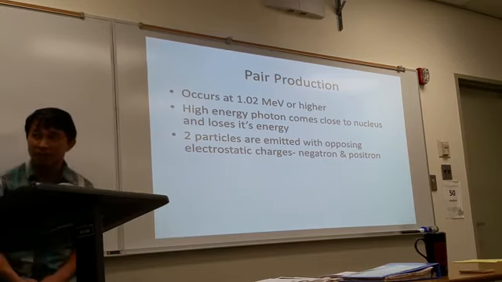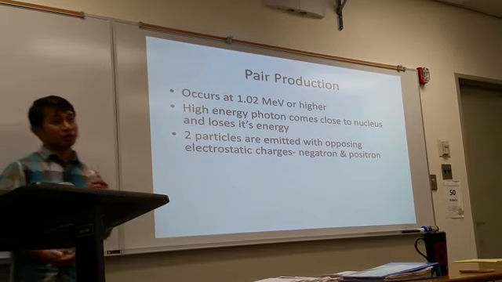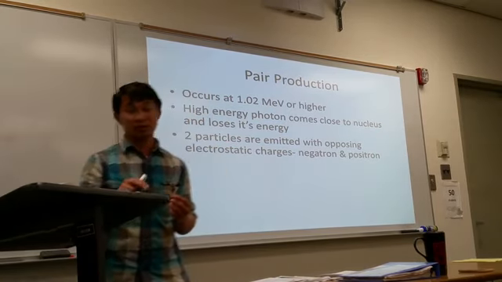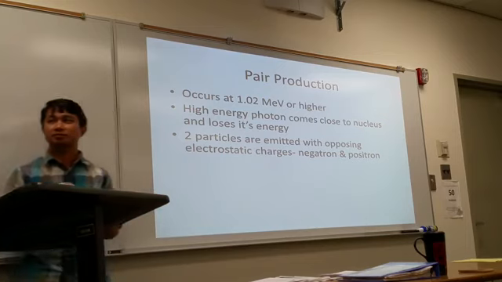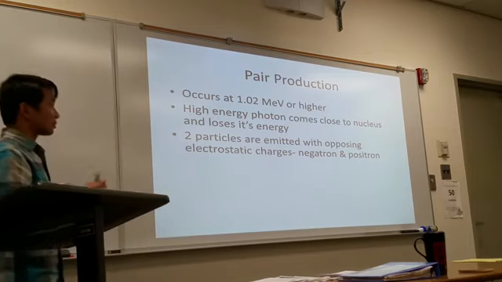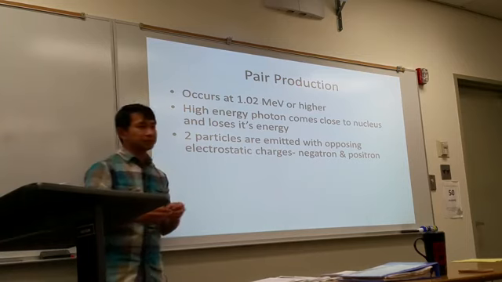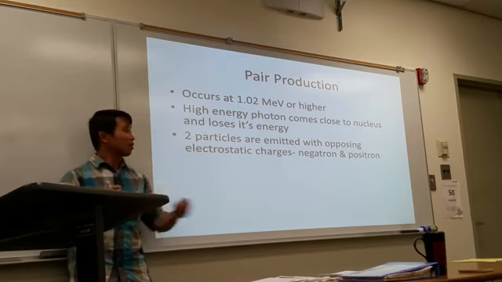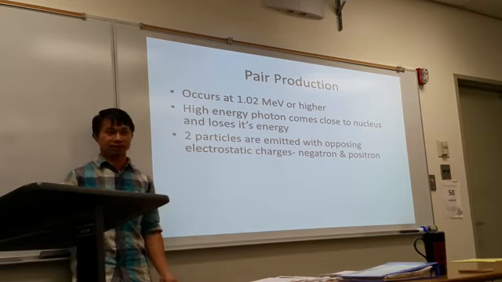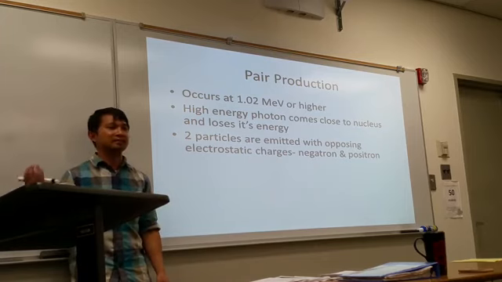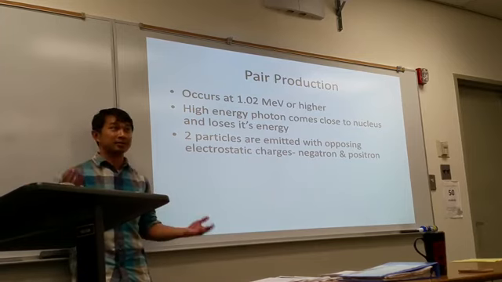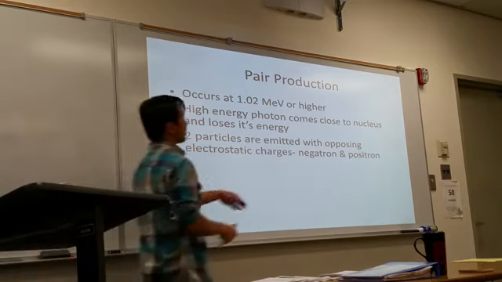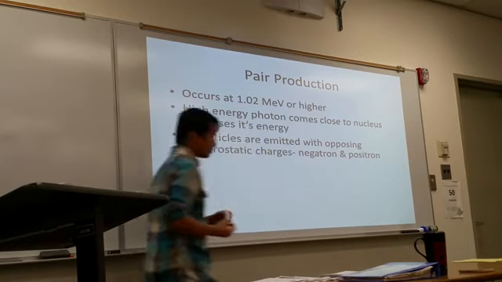With pair production, the high energy comes very close to the nucleus. So it goes beyond the inner shells and interacts very close to the nucleus, not to the nucleus, but close to the nucleus. As it interacts close to the nucleus, it begins to lose energy. This loss of energy then produces two types of electrostatic charges, one negatron and one positron. In regular physics class, it normally refers to matter and antimatter, but in this class, we call it negatron and positron. I don't know why. And of course, negatron means negative charge and positron is positive charge.